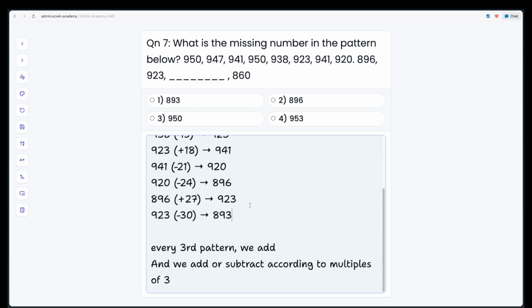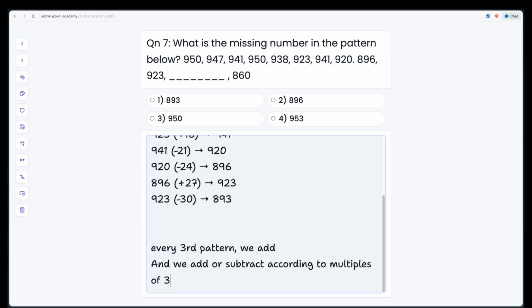Okay, and then to just double confirm this, what we can do is we can just have 896 bracket. We will minus 33, because after 30 is 33, right? And this will give us 860. So that means the answer to this question is 893. All right, let's move on to the next question.